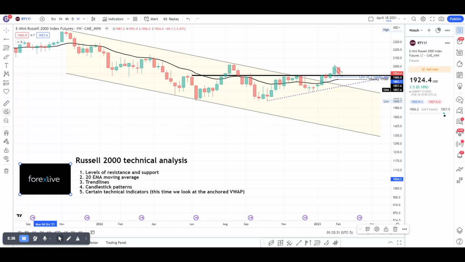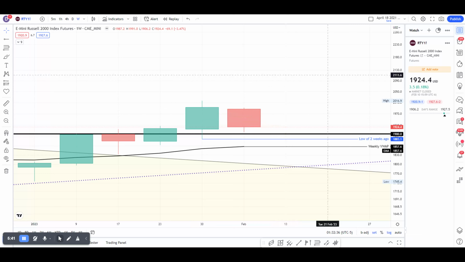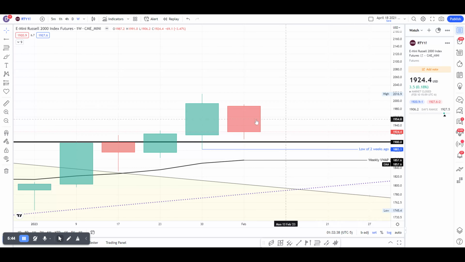As far as candlestick patterns, what I'd like to note is this is on a lower time frame, so I'll get rid of that. We still have an inside bar. This is an inside bar where the body, the low and the high are within both the high and low of the previous one, and the body is contained within the body. So the open and the close contain the open and the close of last week. So this is a sign of still a consolidation.